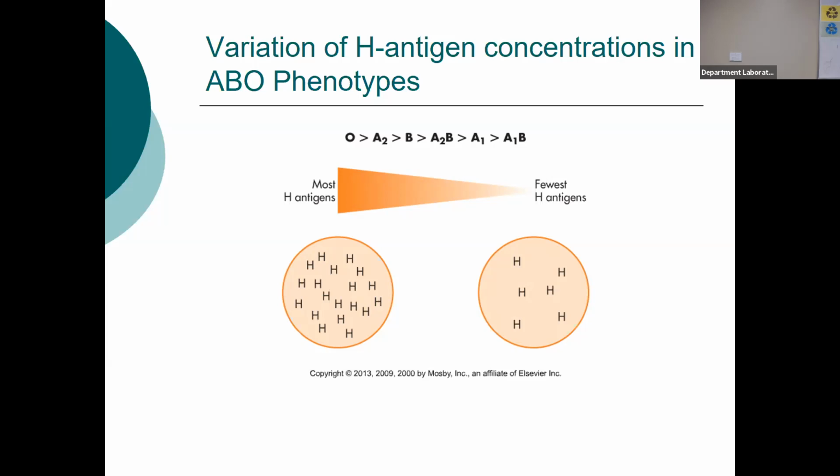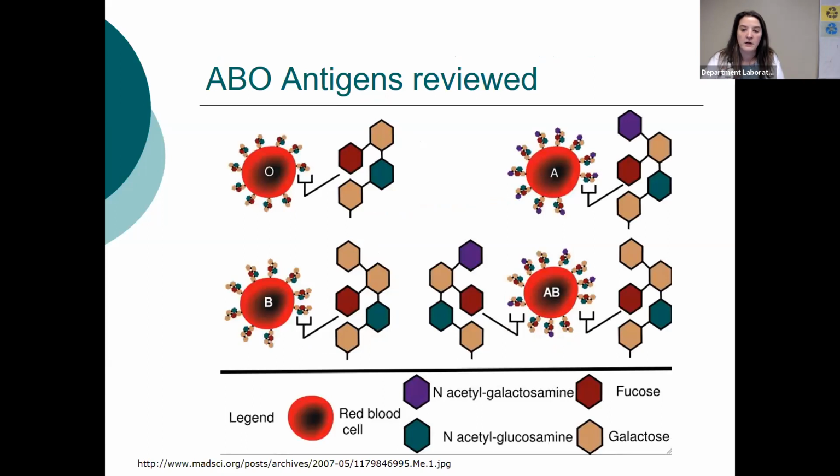A2B, A1B is going to have the least amount of H because both sugars are being added to that oligosaccharide chain. And then here's our schematic.